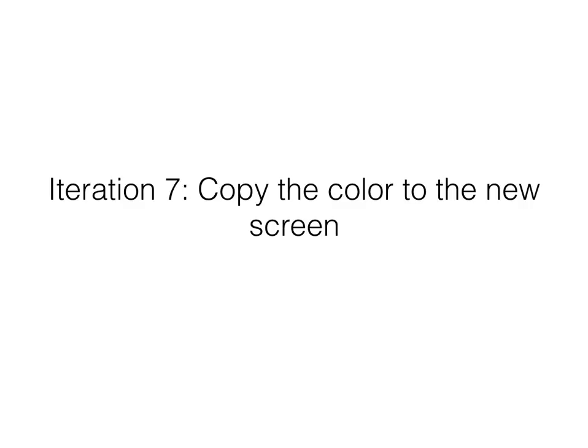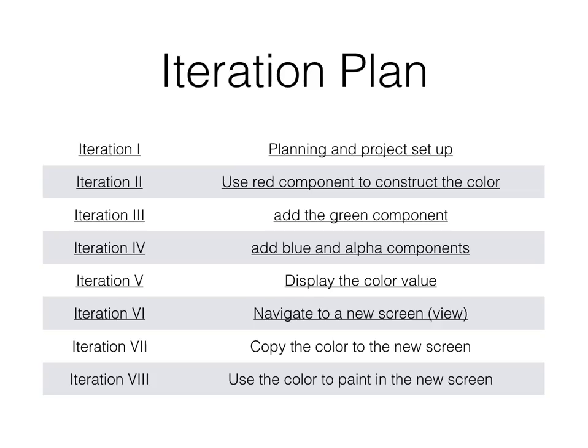Hello. So now that we have a second screen and we set it up, we want to copy the color to the new screen and use it on the new screen. Here in this iteration, just to demonstrate that we copied it successfully, we will color the background of the new screen with the color that was selected. And if you're following this for the class project, this will be the end of the required part of the project. Iteration 8, using the color to paint on the new screen, is extra credit or additional optional work.